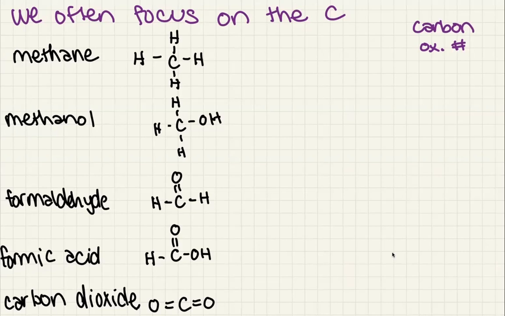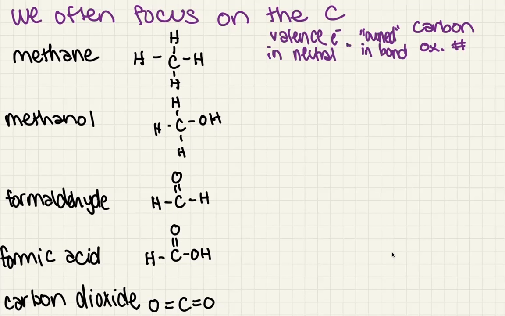So remember that in order to do this, what you're going to need to do is figure out the valence electrons in neutral, and then the electrons owned in bonds if they were to split. And then this minus that equals the oxidation number. And if we're talking about carbon in each of these cases, I'll give you a hint: the valence electrons in the neutral form is always going to be 4. Okay, so why don't you go ahead and try this out?